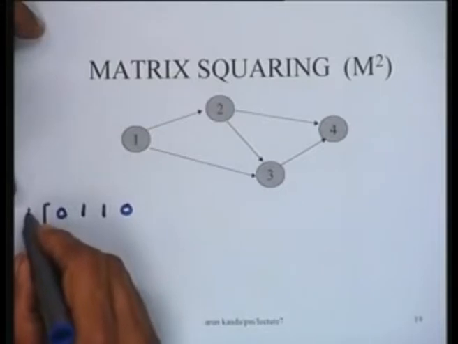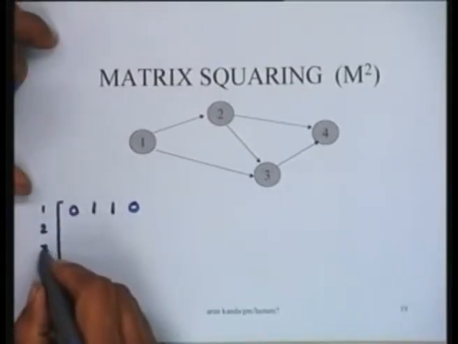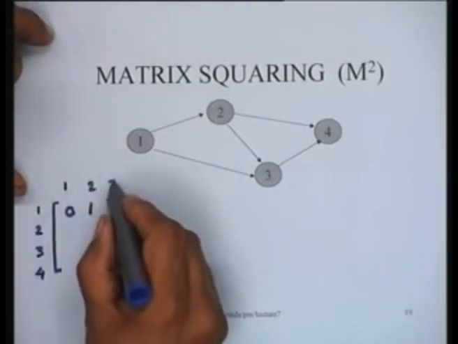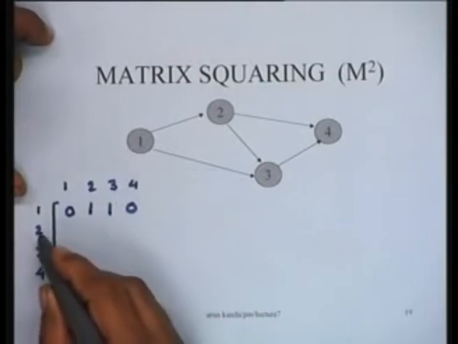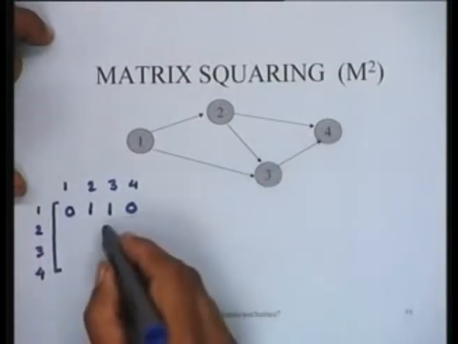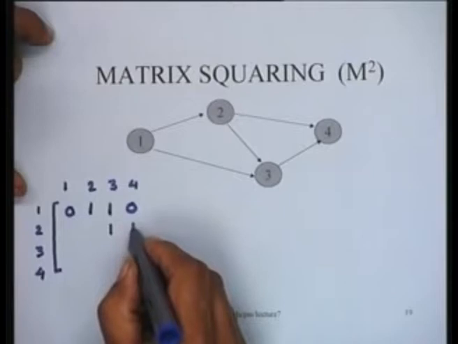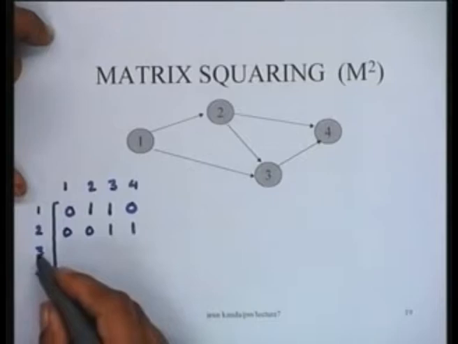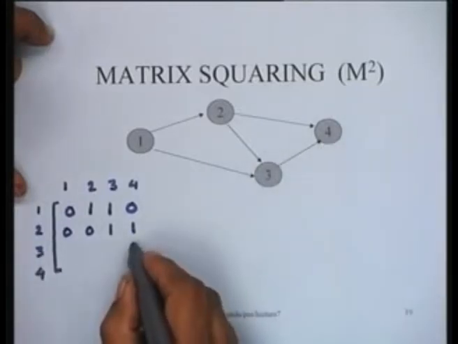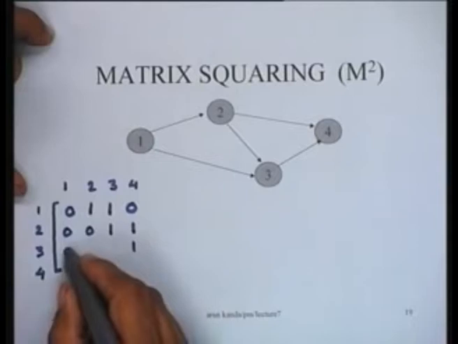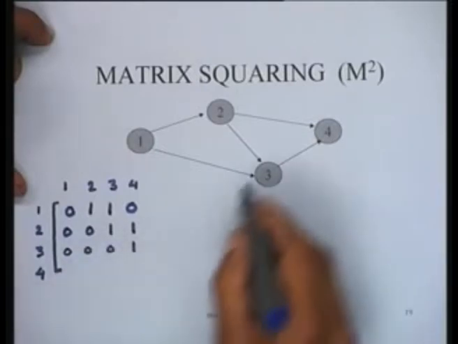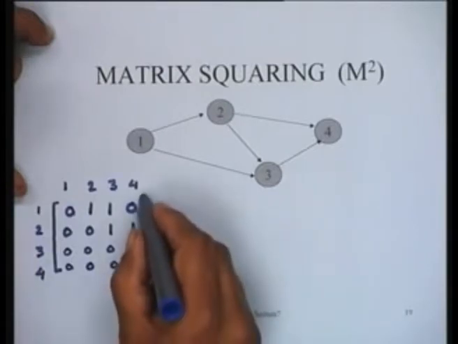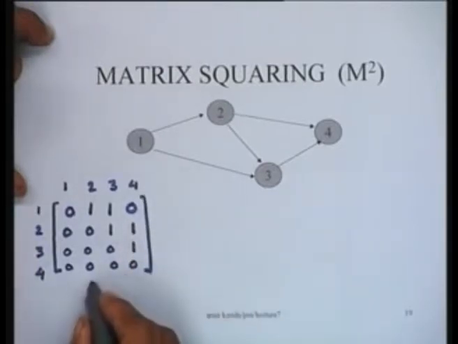You can imagine that this is node 1, this is node 2, this is node 3 and this is node 4. From 2 there are arcs to 3 and 4, and these are the 2 ones. From 3 there is only 1 arc to 4 and all others are zeros. And from 4 there is no arc, so this row is all zeros. So this is the adjacency matrix for this particular graph.